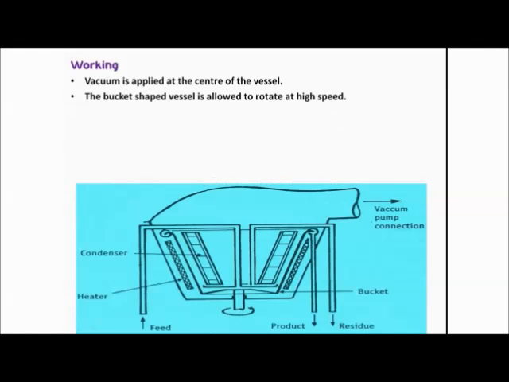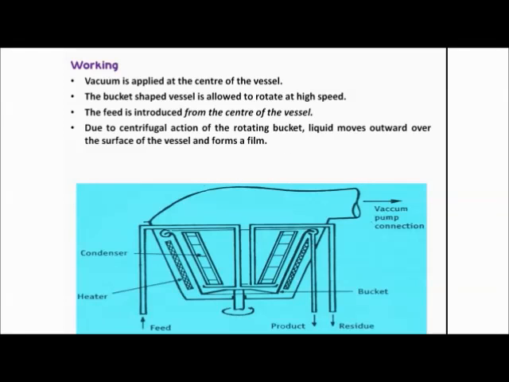Next step is that the bucket shaped vessel is allowed to rotate at a very high speed. This bucket shaped vessel will rotate at a very high speed by virtue of the motor which is fitted here, right? So the feed is introduced from the center of the vessel. I already showed you how the feed will be introduced. The feed is provided here, introduced here, it will traverse this part and finally reach the center of the vessel, right?